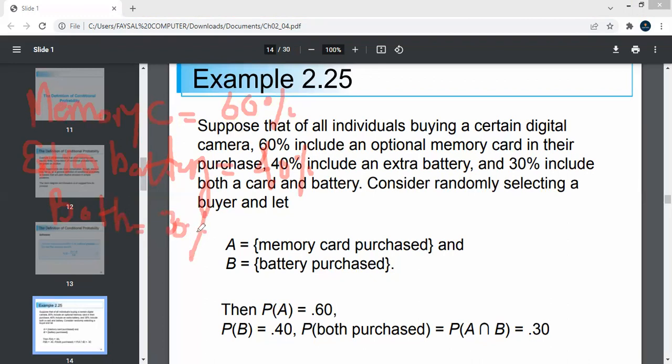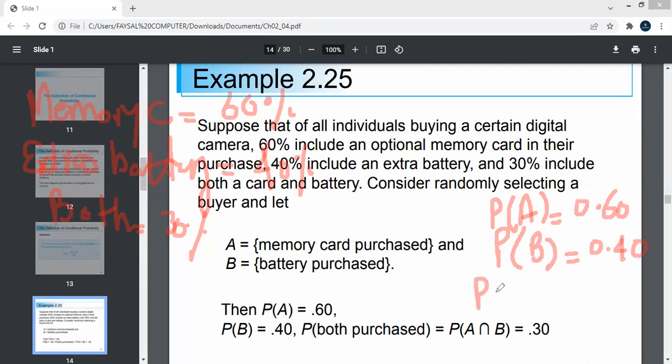Okay, so consider randomly selecting a buyer, and let A equal memory card purchaser. So I am letting A equal memory card purchaser and B equal battery purchaser. So the probability of A will be 60%, so it will be 0.60. And the probability of buying a battery, I let it be probability of B, equals 0.40. Now the last is both, which is basically the intersection. So probability of A intersection B will be equal to 0.30.